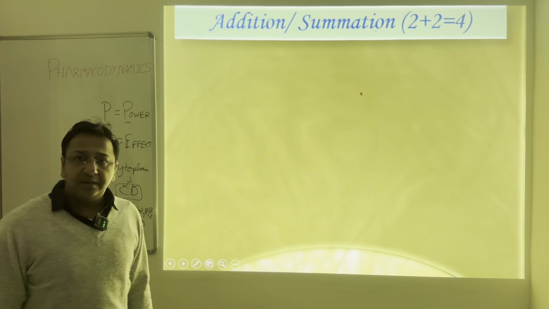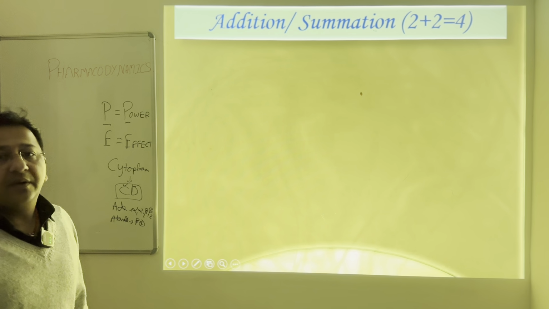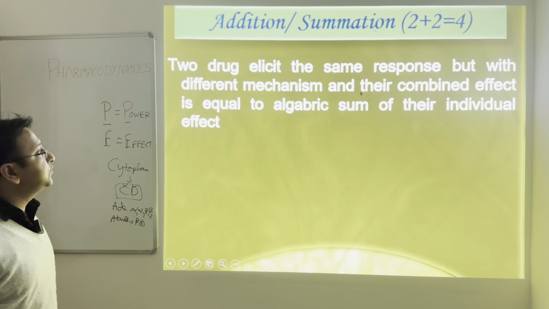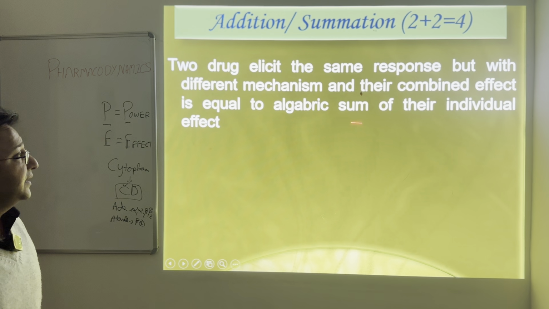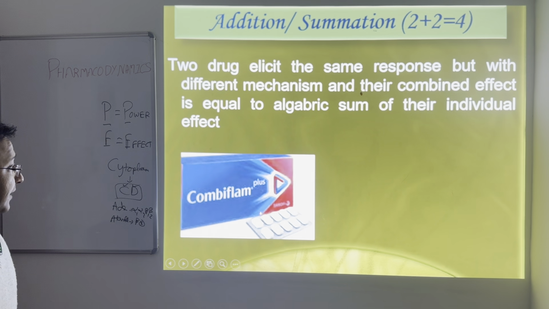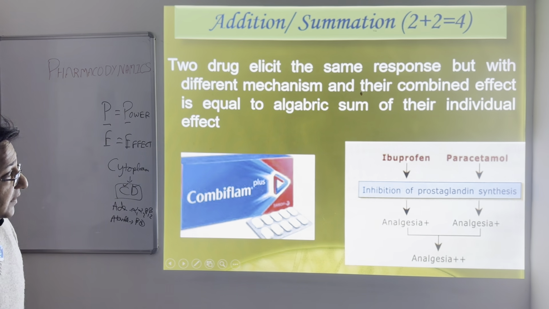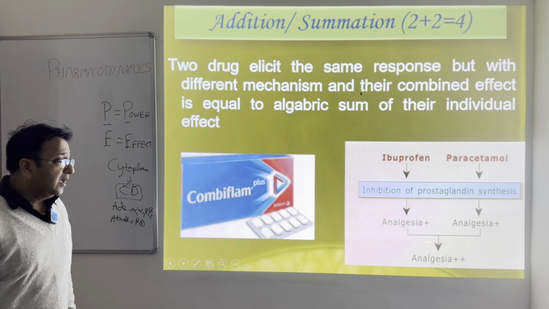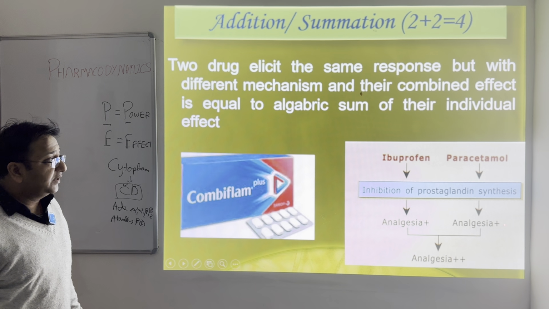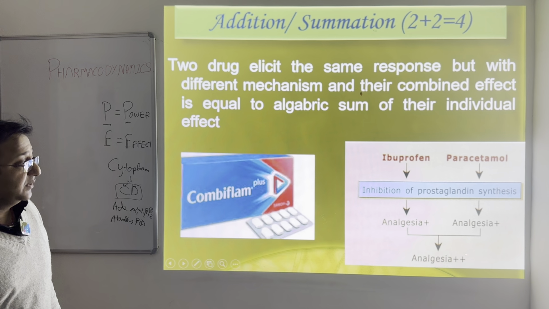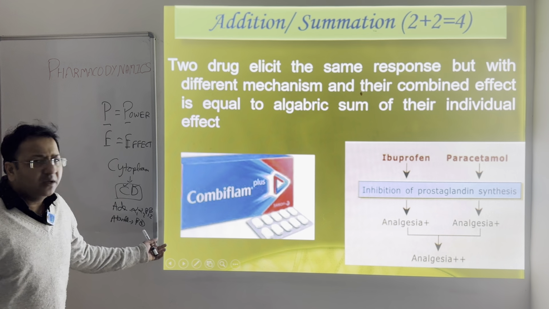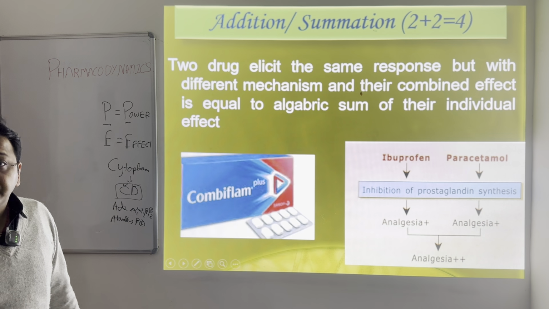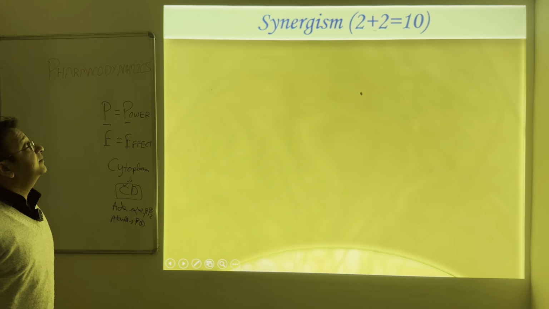Addition or summation, this is simple. We know from our math 2 plus 2 is equal to 4. When two drugs are combined, it should have the effect 4, the algebraic sum of their individual effect. Like Combiflam Plus, it has two drugs, ibuprofen and paracetamol, both inhibiting prostaglandin synthesis. So we get analgesia from both drugs. When we combine the drugs, it will have more analgesia. So if a severe headache is there, we give Combiflam Plus. This is the example of addition summation.